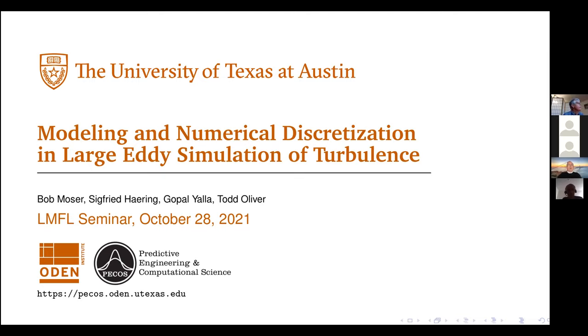So we want to look at issues surrounding modeling and numerical discretization, sort of the intersection of those two issues in the context of large eddy simulation.